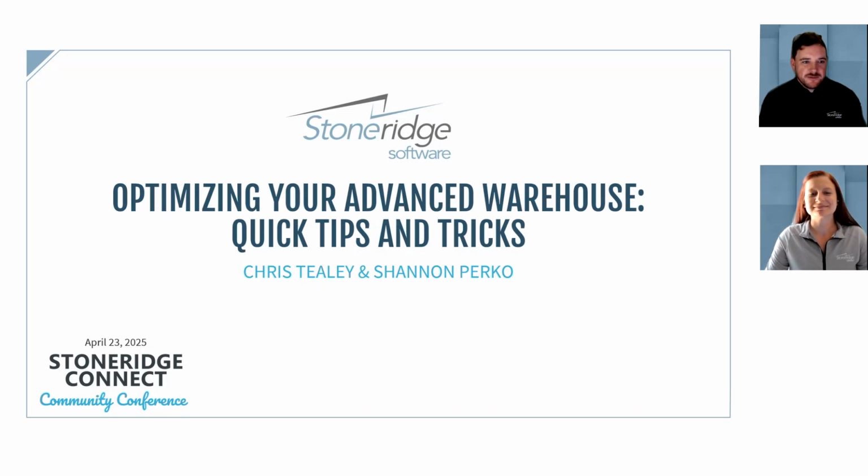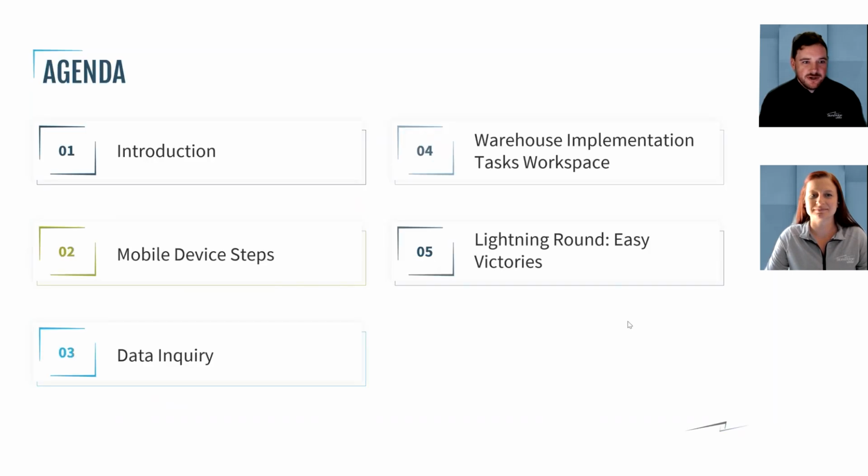Our session will cover optimizing your advanced warehouse with some quick tips and tricks, which we will cover with some low-code and no-code options. Our agenda for today: we will start off with introductions of our presenters, then we will dive into optimizing your advanced warehouse with some information on mobile device steps, including a more in-depth section on data inquiry, and then we will discuss the warehouse implementation tasks workspace before finally ending the session with a lightning round where we'll cover some easy victories.